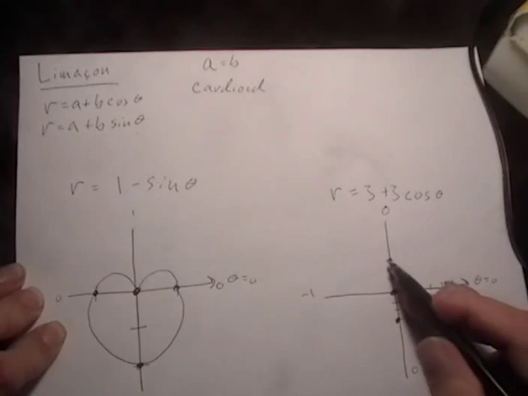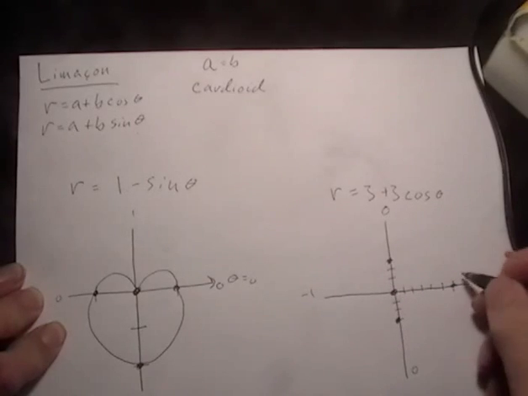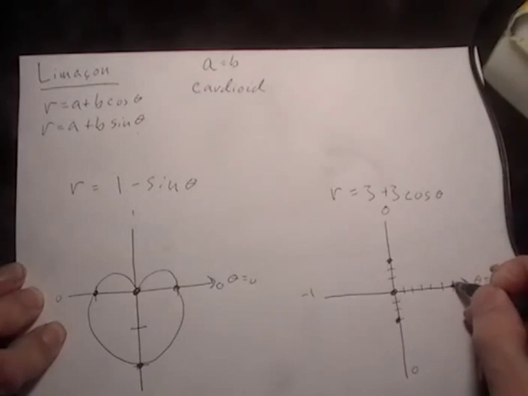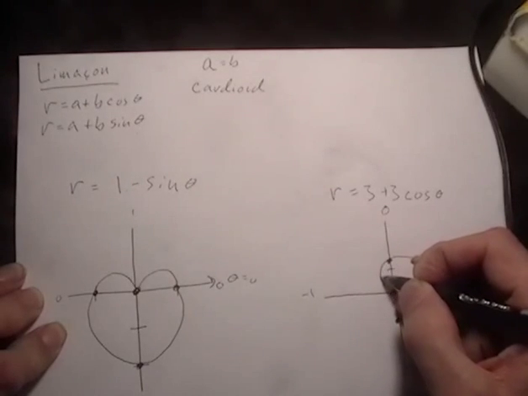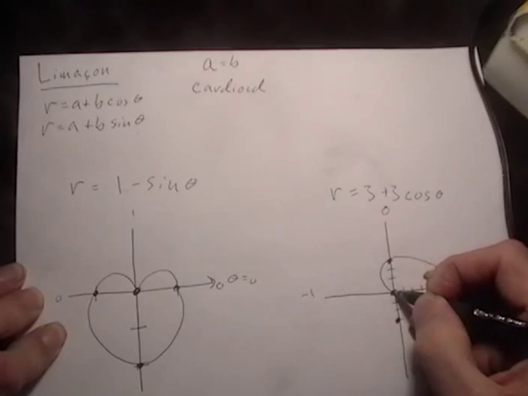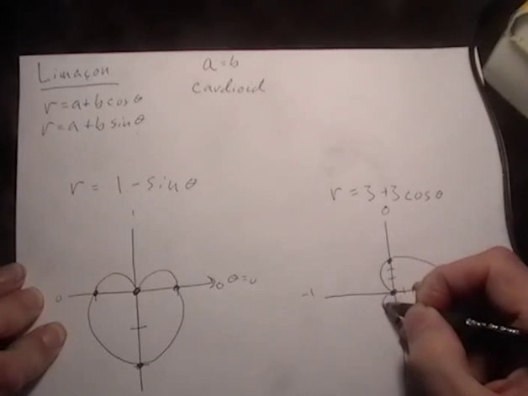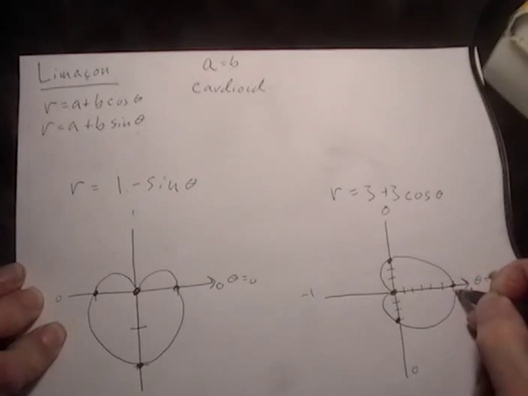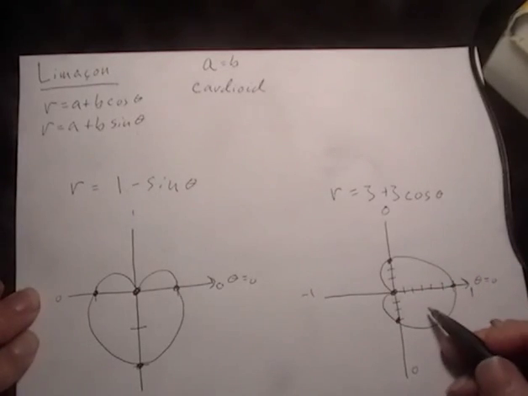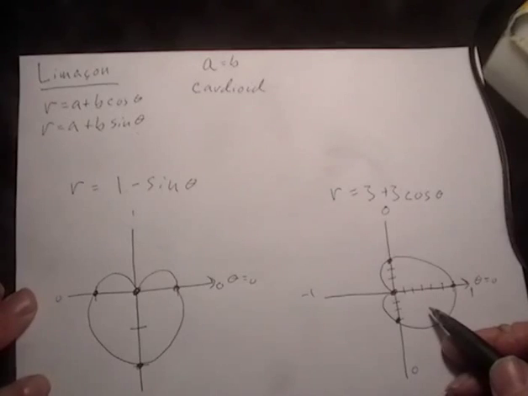Once again, I have to sweep through these points. So to do it, I will rise, pass through, hit the pole, turn positive again, and finish my loop. It's another heart-shaped graph. All I've done is I've changed the orientation.